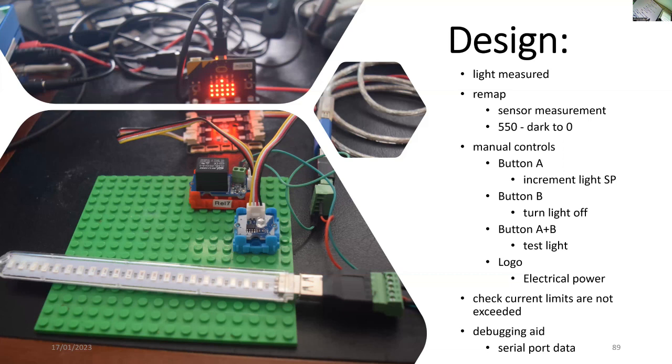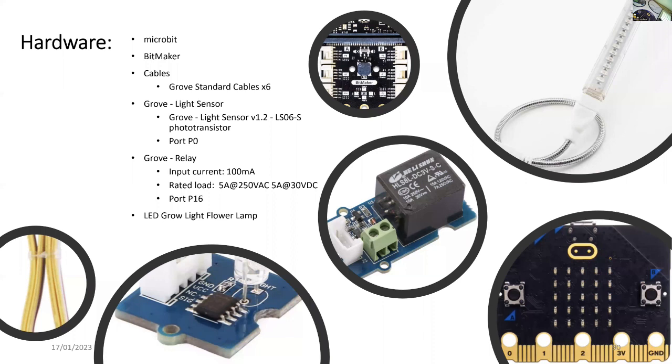We also want to be careful that the maximum current limits are not exceeded. So on the diagram here, you can see a plant LED strip, and that actually uses quite a lot of current, a lot more than what the microbit is capable of supporting. So the hardware will be using microbit, bitmaker, cables, and we'll be using a Grove light sensor and also a Grove relay. And just look at the rated load on that, 5 amps. And finally, that relay will control an LED growth light flower lamp.